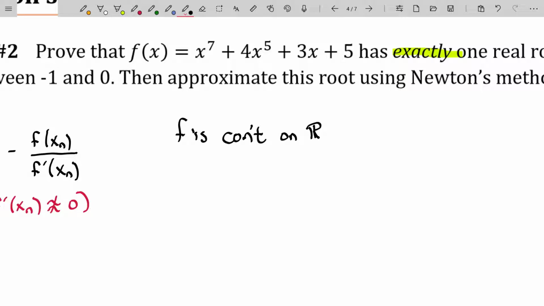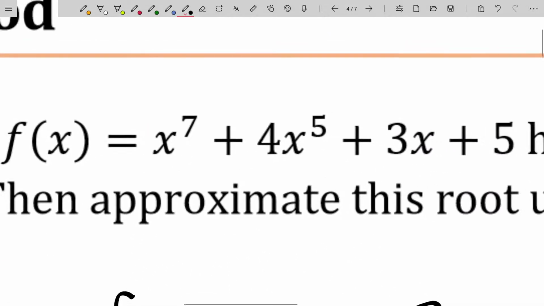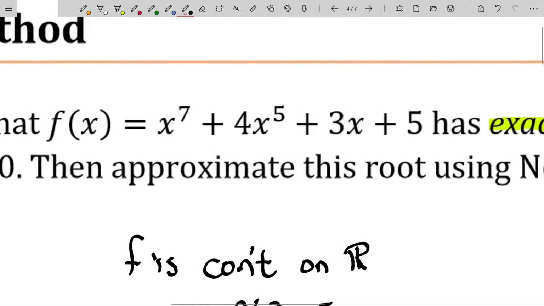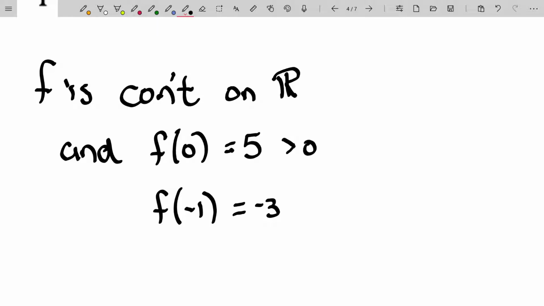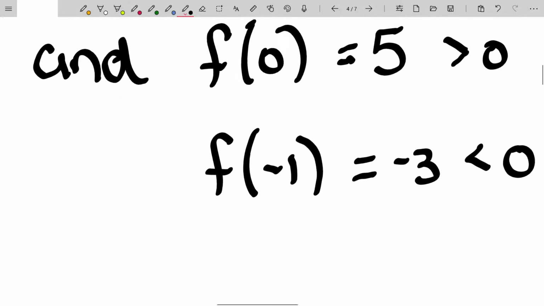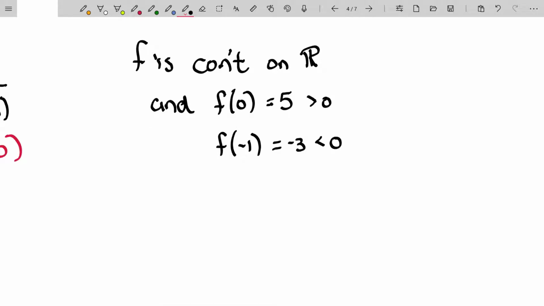And f at 0 is 5. Sure is. And f at -1 is, let's see, -1 minus 4, that's -5, minus 3, that's -8, plus 5, that's -3. So it's -3. So the function goes from a positive value to a negative value. In fact, I should say it the other way around, right? Because x equals -1 occurs before x equals 0. So the function goes from a negative value to a positive value on the interval from -1 to 0.